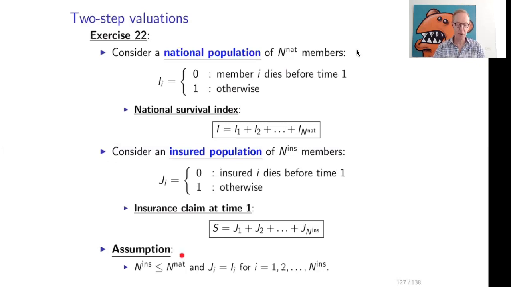Now we make an assumption that n insured is smaller than or equal to n national, and G_i is identical to I_i for i is 1 to n insured. This means nothing else than that the insured population is a subpopulation of the national population. So the national population and the national index are, for instance, in Belgium. The insured population, all the insureds are Belgians, and they take part in this index. They are also part of this national index.